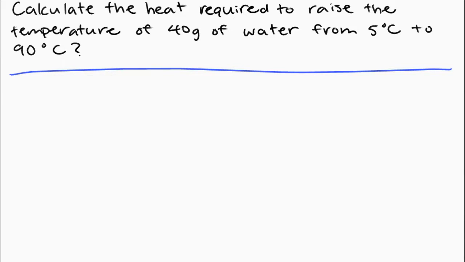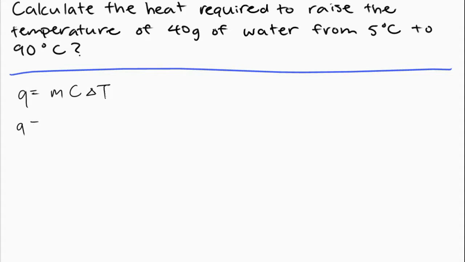So we can start with our equation. Q equals mc delta T. So Q is the heat, m is the mass, c is the heat capacity, and delta T is the change in temperature, which is temperature final minus temperature initial. So let's plug in our values.